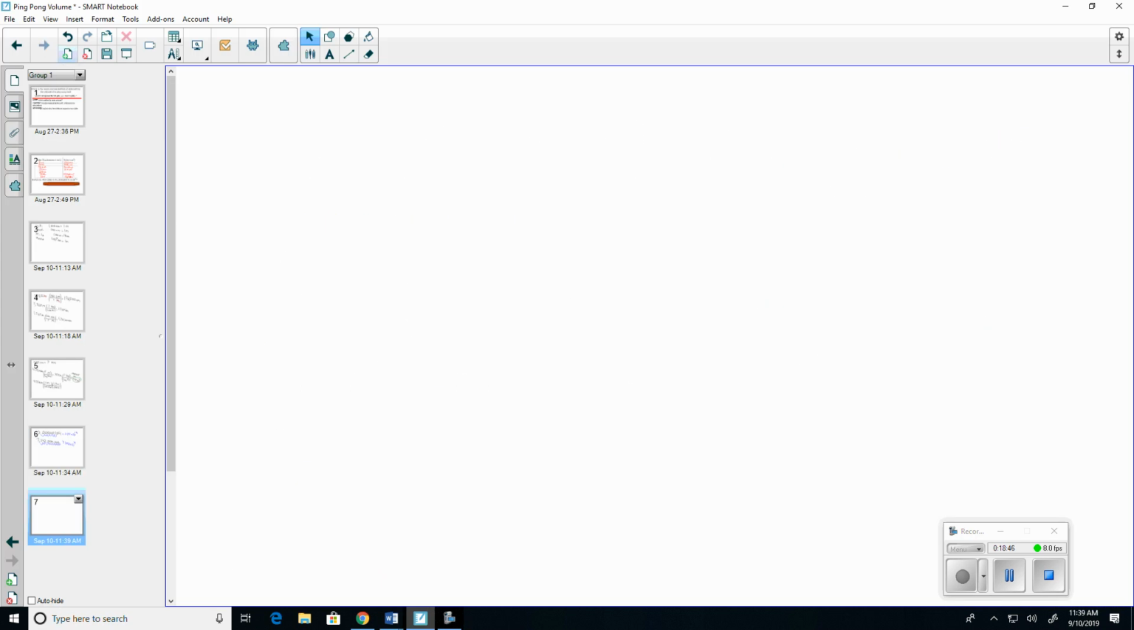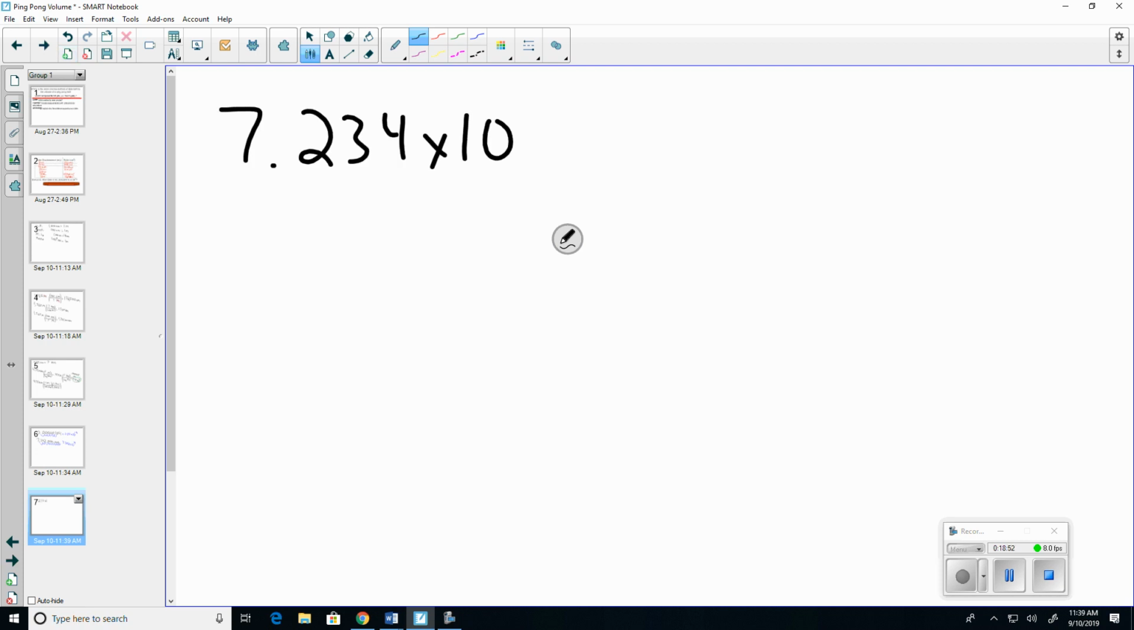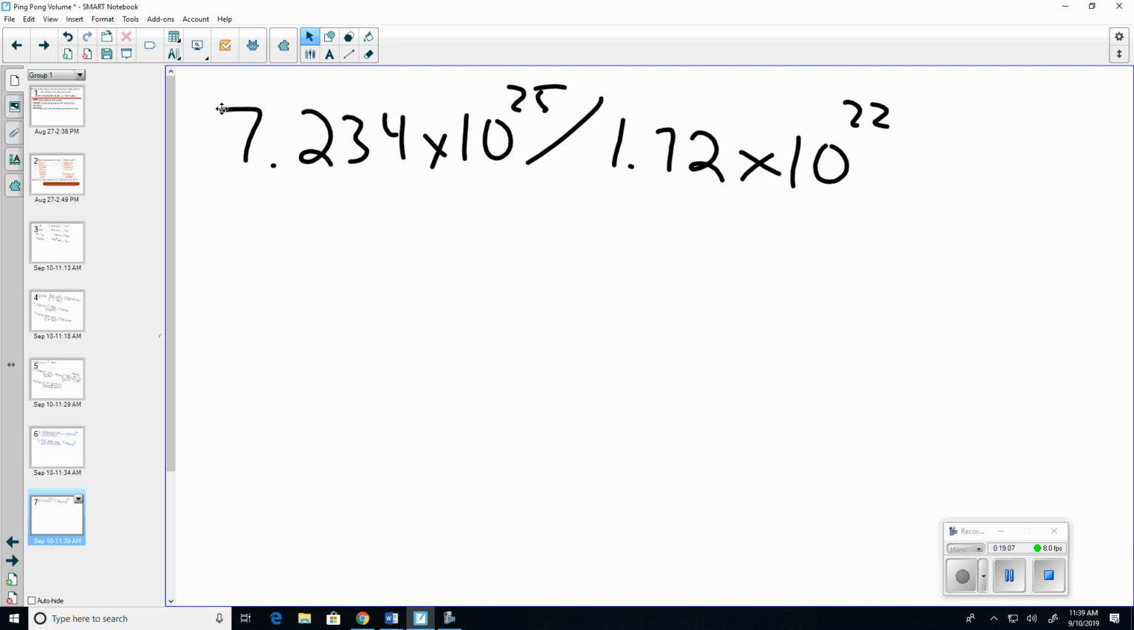In the middle of the page, it gives you a problem. It says 7.234 times 10 to the 25th divided by 1.72 times 10 to the 22nd. I want you to take a minute right now with your calculator, type that in, solve that problem. Type it in as written.